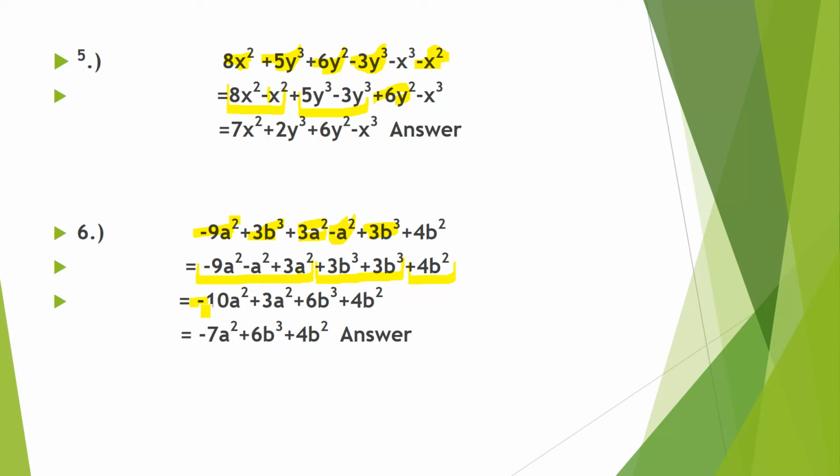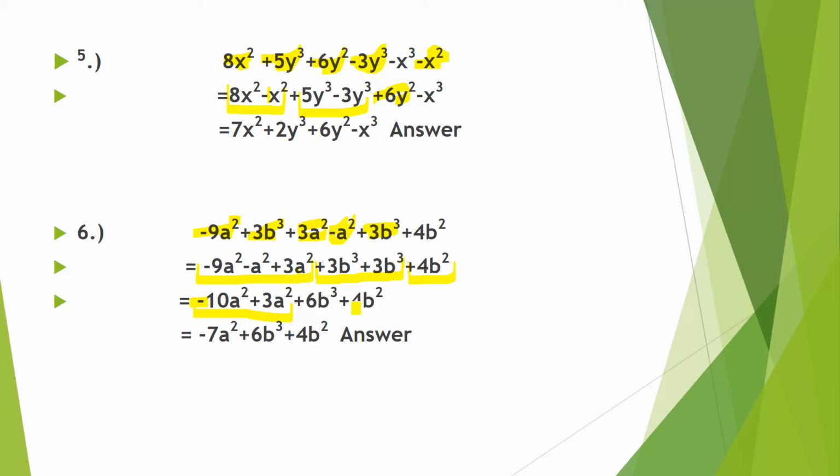Sign will remain the same, and then plus 3a square. Here is two numbers, 3b cube plus 3b cube, both have plus, so it will be 6b cube plus 4b square, and then minus 10a square plus 3a square. One is same base square but different sign, so one is plus, one is minus. Definitely it will be subtracted, 10 minus 3, so it is 7, but what sign we will use? 10, because 10 is bigger than 3, so minus 7.